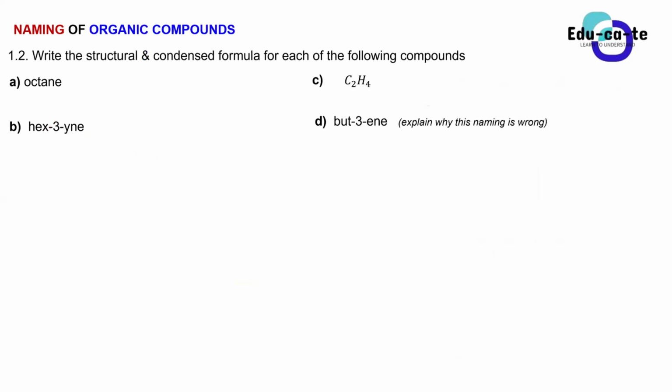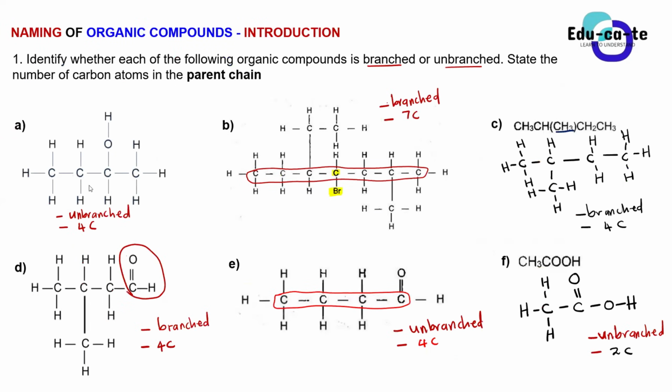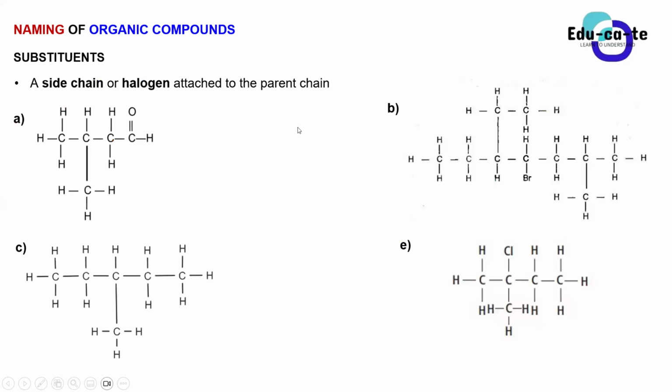So you need to remember the difference between the branched hydrocarbons and the unbranched hydrocarbons. I think last time when I introduced it, I mentioned the difference, and you must also be able to identify the parent chain. I think we did this exercise and you were able to see which one is branched, which one is unbranched. So today we're going to start with naming the branched hydrocarbons. Okay, so before we get to that, we need to introduce the concept of substituents.